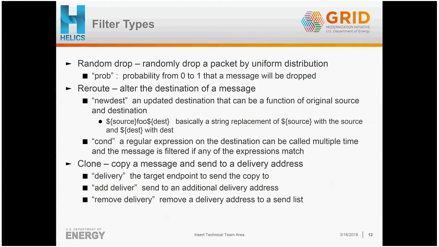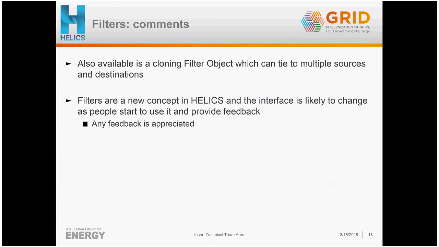There's also a clone type, which will copy a message and send it on to a delivery address. Looks like I misspelled the add delivery there, but I will correct that before too long. And you can specify it to deliver to a specific endpoints or multiple endpoints. There's also a cloning filter object, which you can tie to multiple different sources and destinations if you want to clone a whole bunch of different things. And this is used in the recorders and tracer applications.